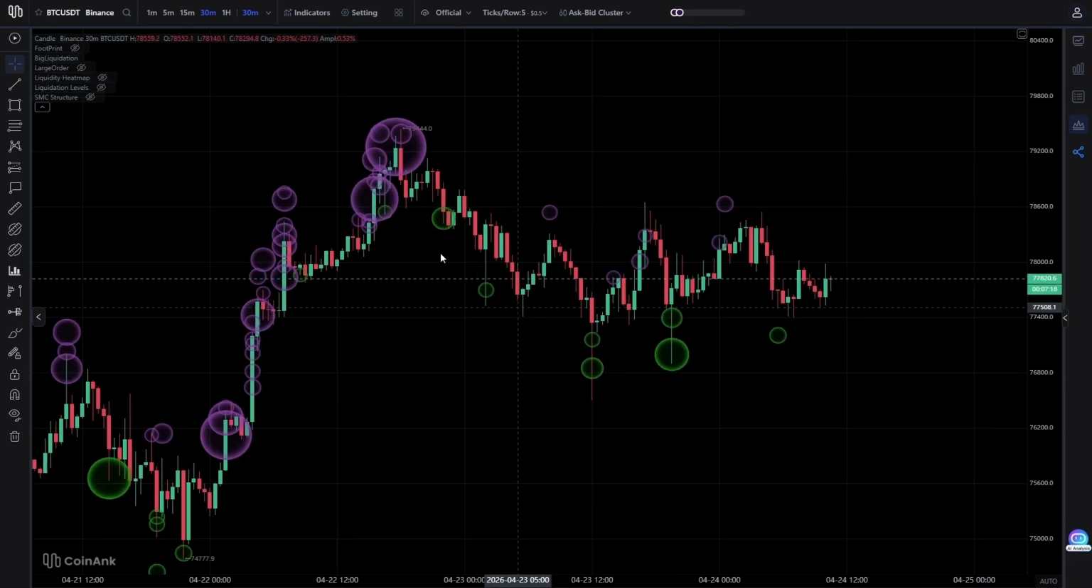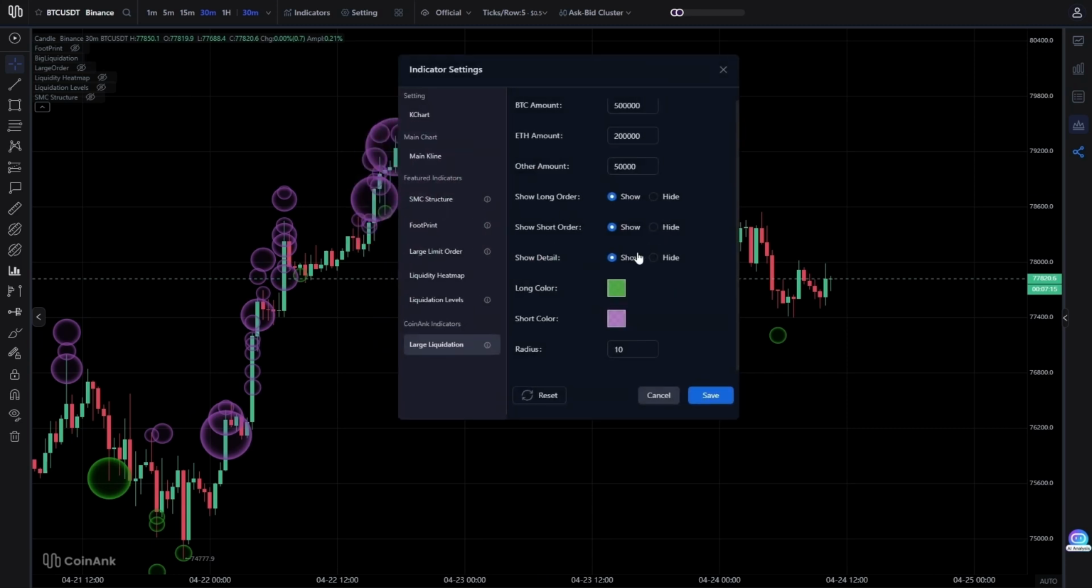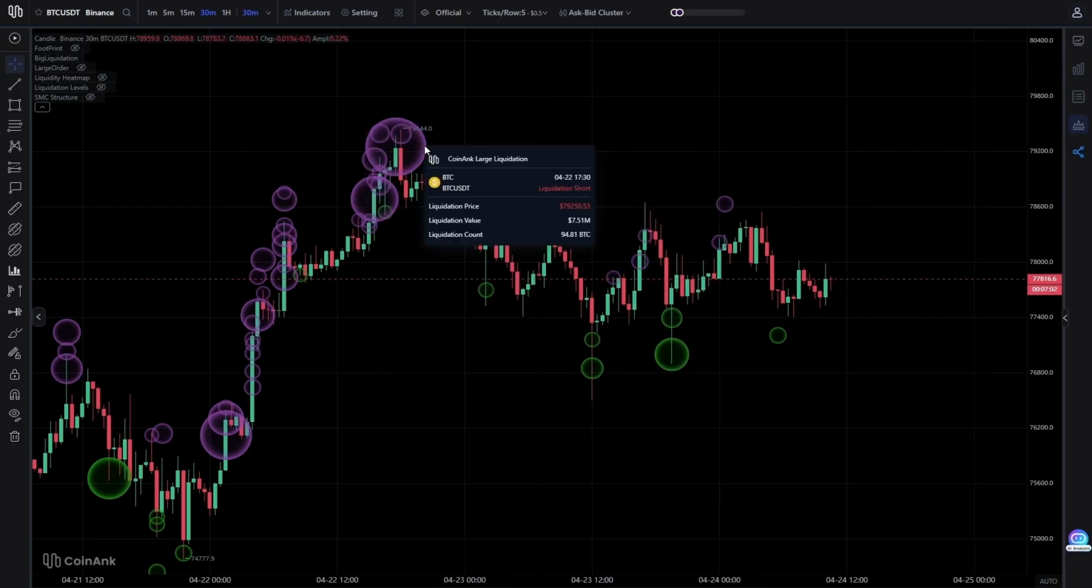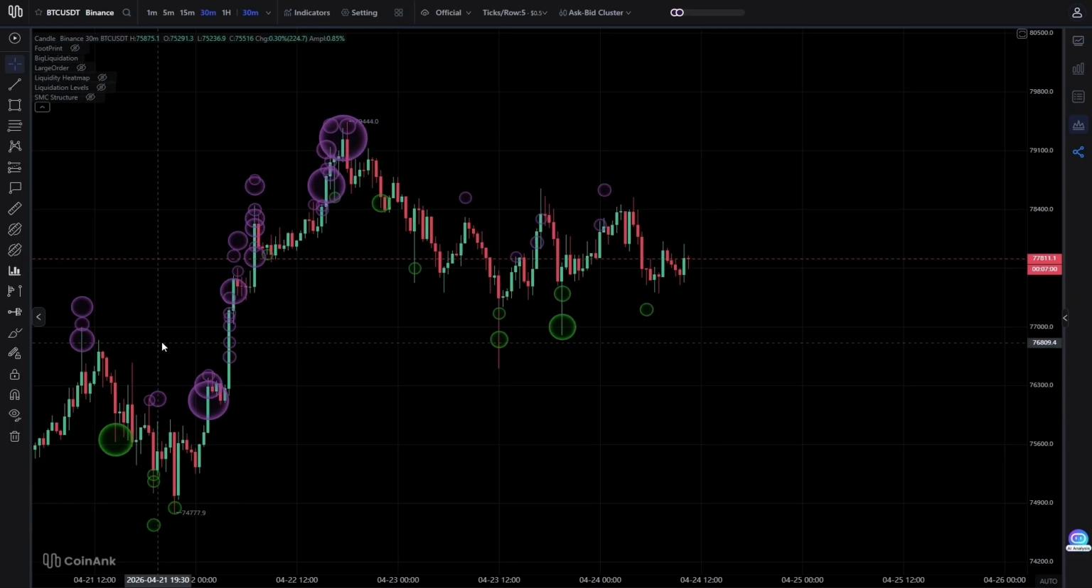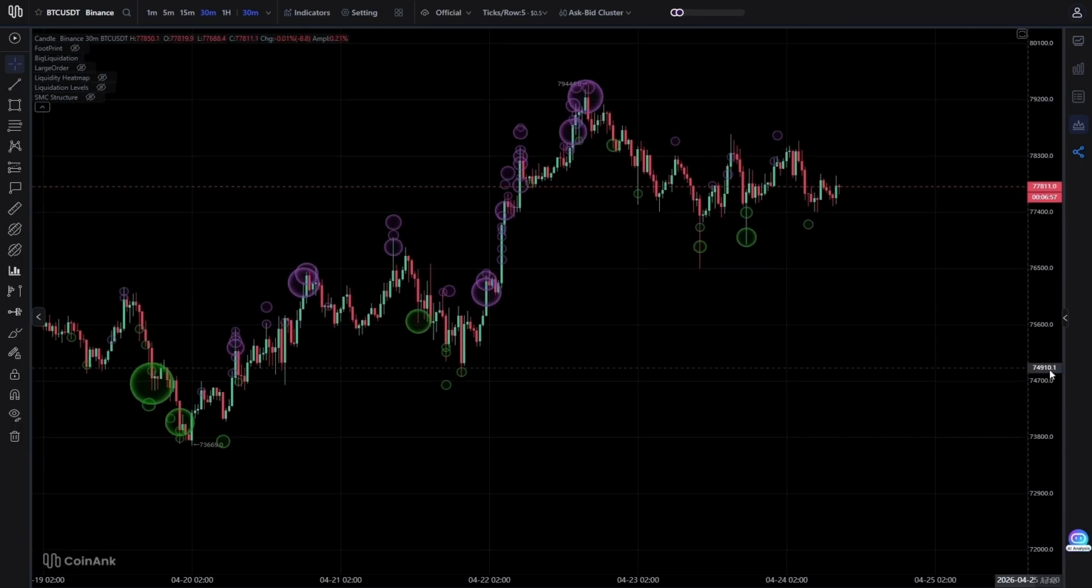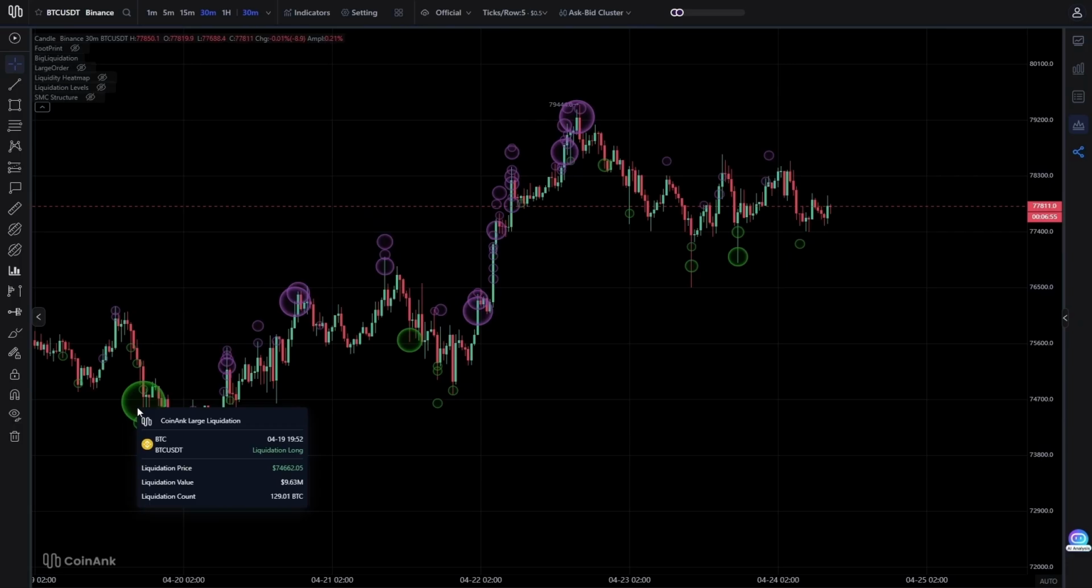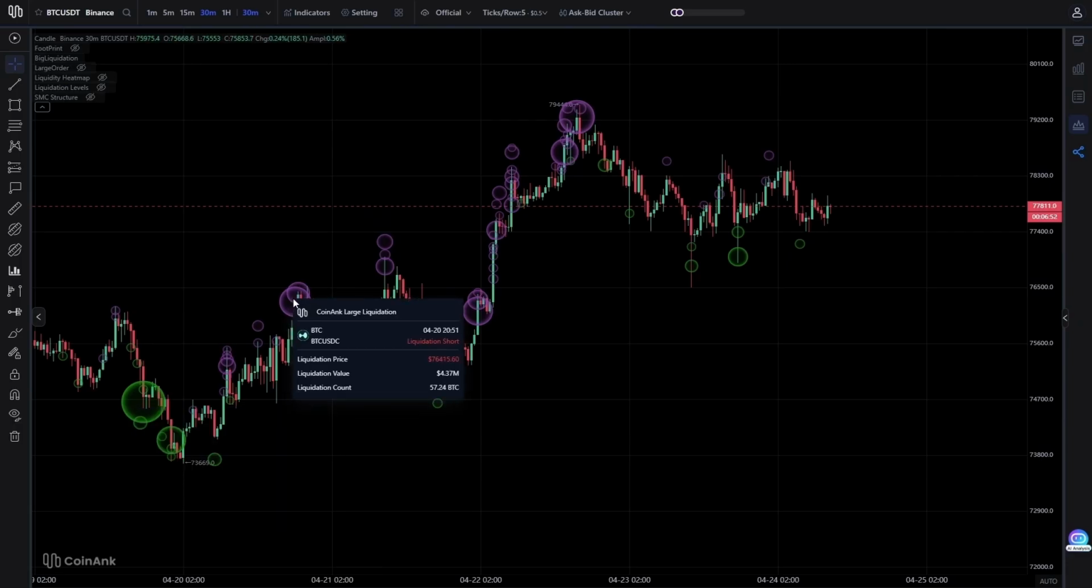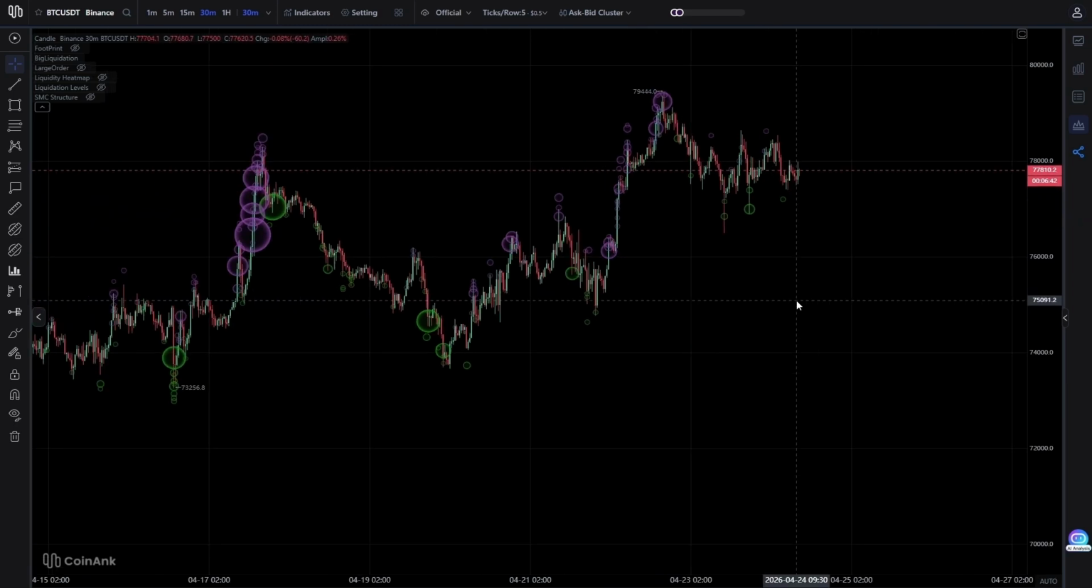What else is new is the big liquidation bubbles, which I kinda like. You can set your amount which you want. I have mine currently set at 500k. I didn't change it yet, but I will probably play around with it. And you can see now all these bubbles appearing on the charts, which are large liquidations. If we hover over these bubbles, we can see on which exchange this happened, if it was a long or short, the amount, and the Bitcoin count. So this is nice to see where the liquidations happen.